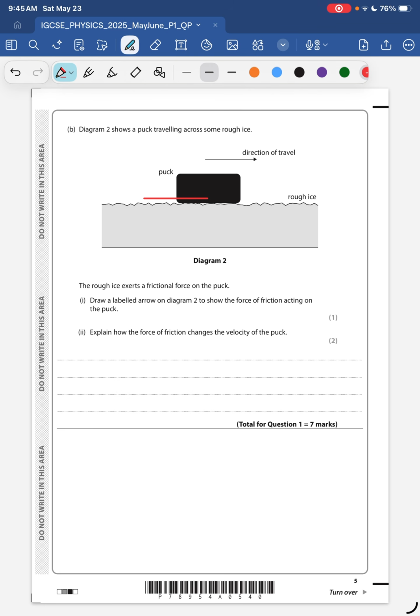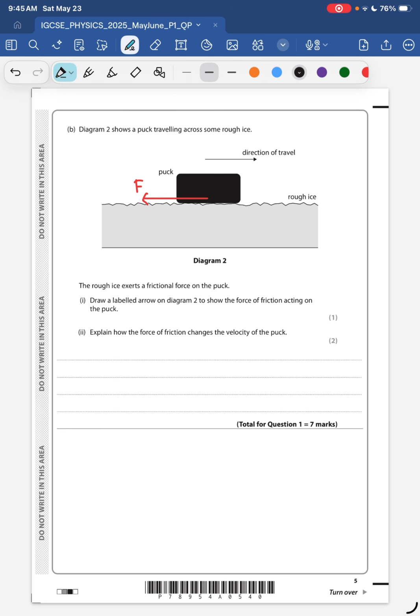We usually draw it at the bottom of the object. I don't think, if you draw the force starting from the center of mass, they will subtract points from you. But yeah, usually you draw it at the bottom of the object. Okay, so this is our answer.